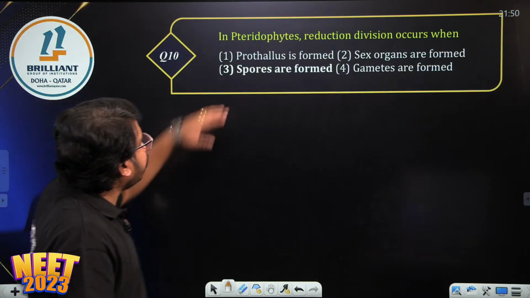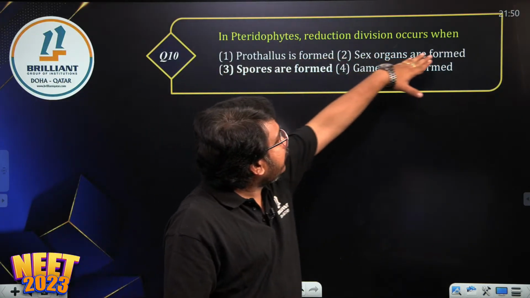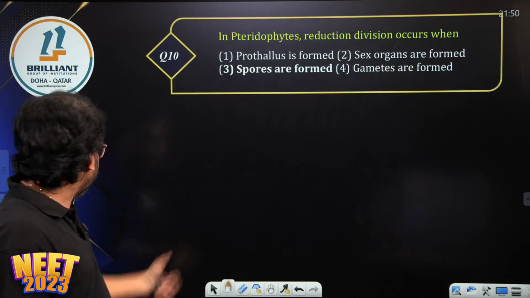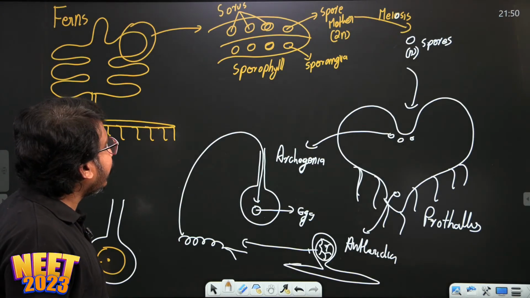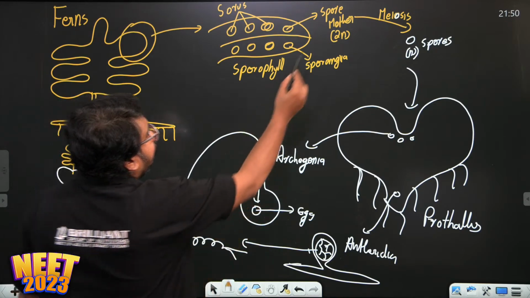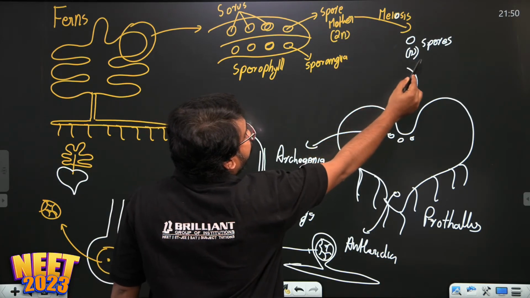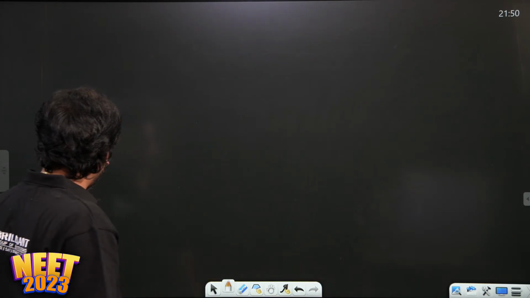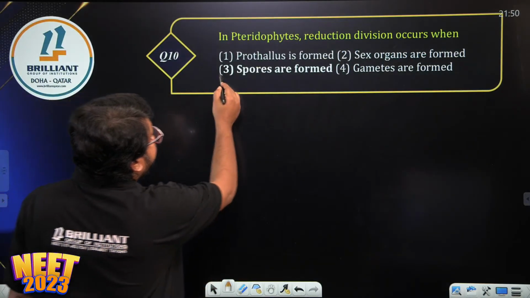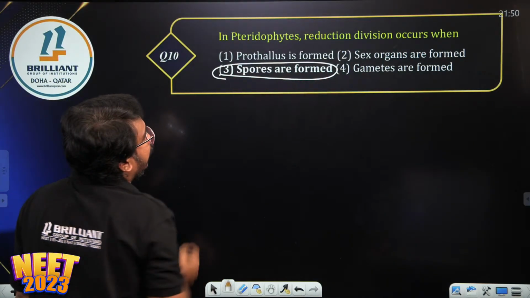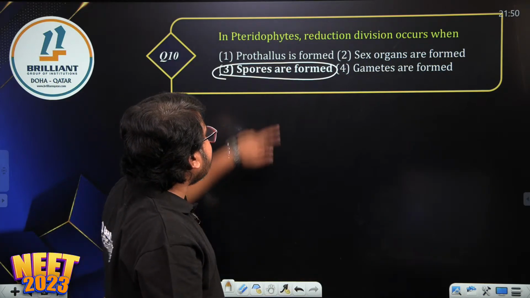So answer to the question, in pteridophytes, reduction division occurs when? Already we have shown it in the diagram. Reduction division is occurring in the spore mother cell during the formation of spores. So answer to this question is spores are formed, at that time only the reduction division is taking place.